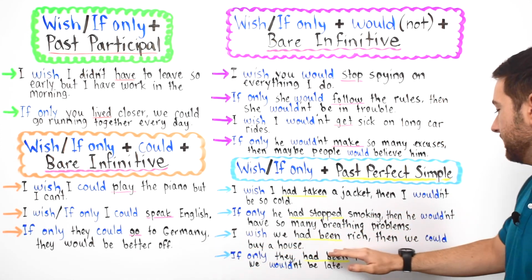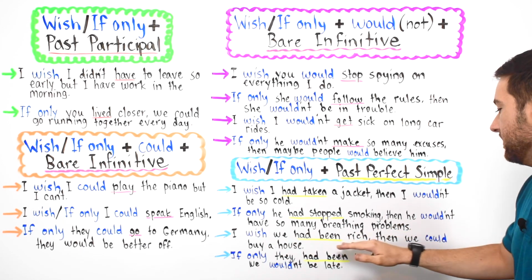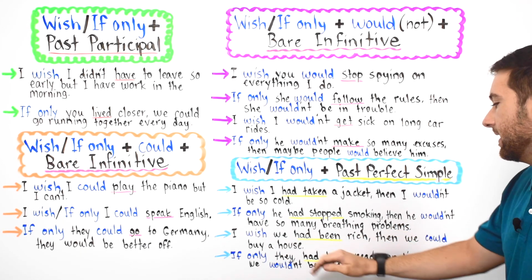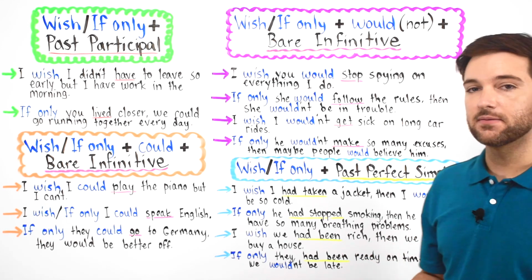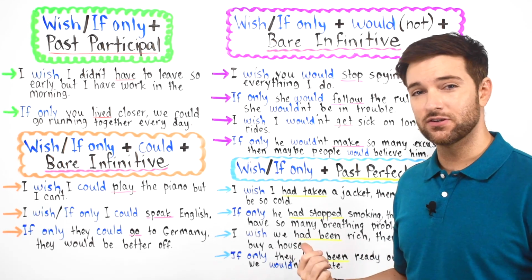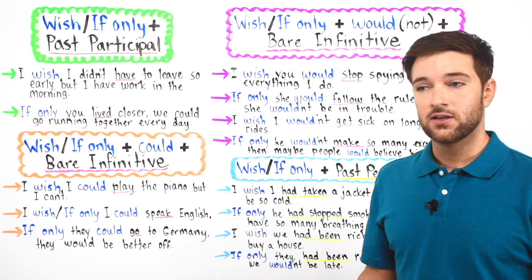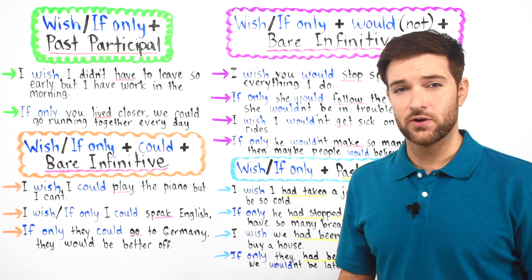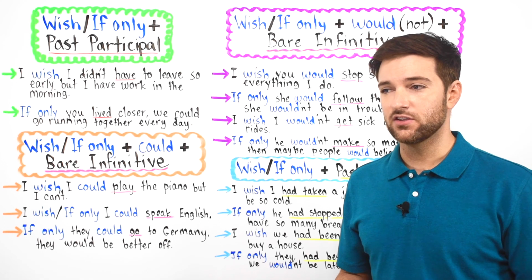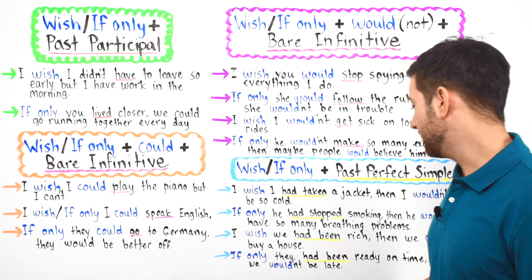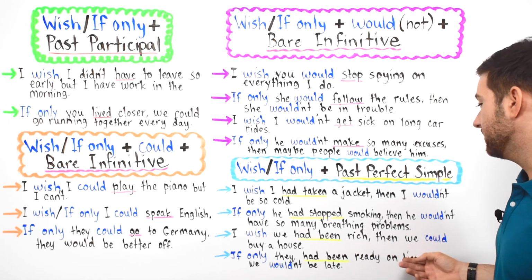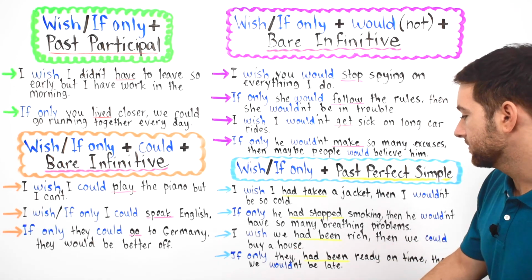I wish we had been rich, then we could buy a house. So I wish we had been rich, right? Have a lot of money, but in the current situation, you're not rich. But you wish that you were born rich. You wish that you were born into a family of money, right? You wish you had been born rich, then these people could buy a house.